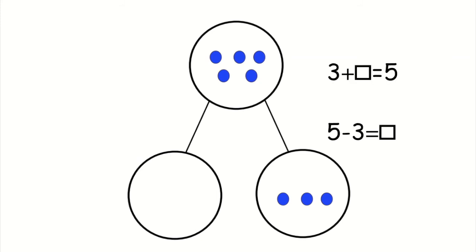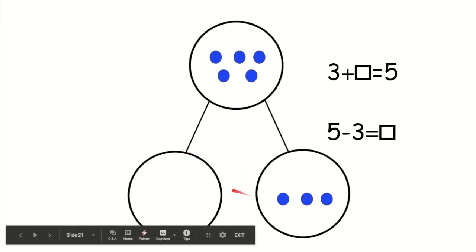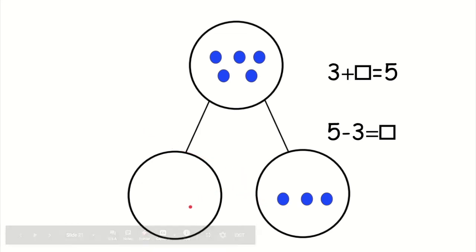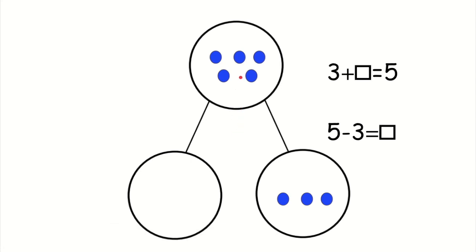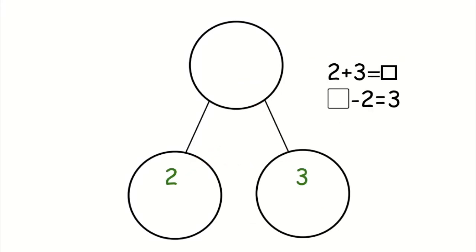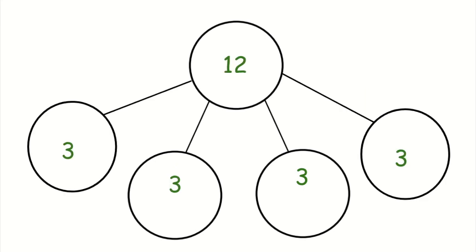For example, you might see this problem as 3 plus something equals 5, or even 5 minus 3 equals something. In this example, most people would think of this as 2 plus 3 equals something, but you could also think of it as a subtraction problem that begins with the unknown.